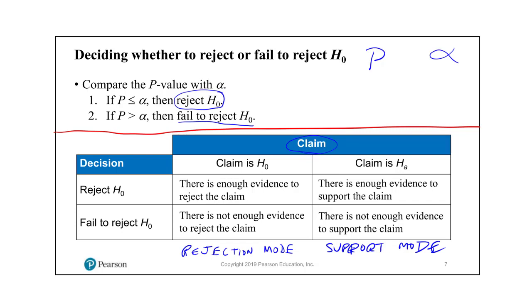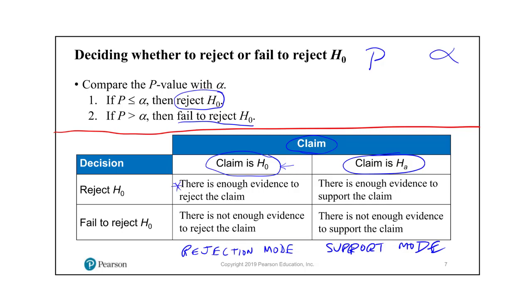All right? So what you're saying about the claim is either going to be a rejection idea or a support idea. And that's already determined by where the claim is, whether the claim is the null hypothesis or the alternative hypothesis. Okay? Then it's about the decision we made. So if your claim is the null hypothesis and you reject it, you end up rejecting the null hypothesis, what you've concluded is that there is enough evidence to reject the claim.